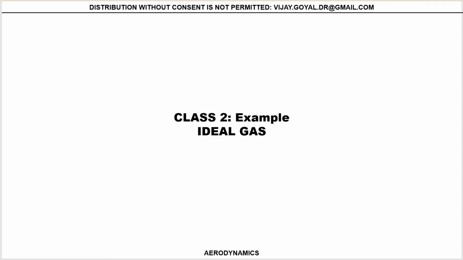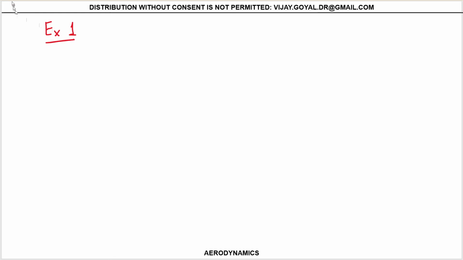In this lecture, we're going to do example number 1 of ideal gases. Okay, so this is the example, and the example consists in the following. Let's call this example number 1. To understand this example, let's assume that we have a tank. Okay, so this is a tank.